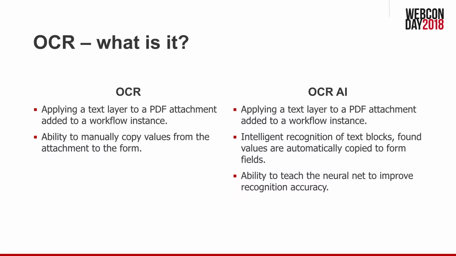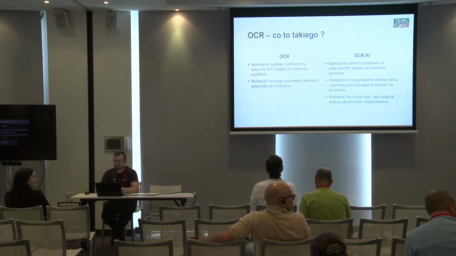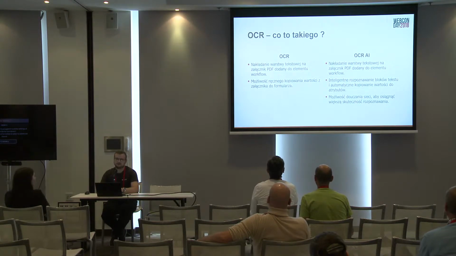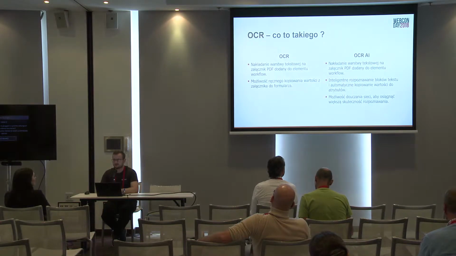So let's start with OCR. That is adding text to the attachment. There are two models. That is OCR, pure and simple, in which you add text to the attachment, but there is also a smart attachment, that is OCR AI.